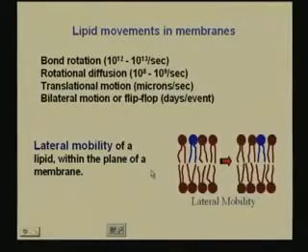Okay. Now, if we look at the times, so we are going to have these lipid movements. These lipid movements are actually what are causing some disruption and some specific features of the membranes. Now, if we look at lipid movements in membranes, bond rotations occur at this level, 10 to the 12 to 10 to the 13 per second. The rotational diffusion is about 10 to the 8 to 10 to the 9 per second. So, you see how the lipid membranes, the bilayers are actually moving in a sense. We have a translational motion that can be measured in microns per second, and we have bilateral motion, something called flip-flop, that takes in the order of days for one such event to occur.